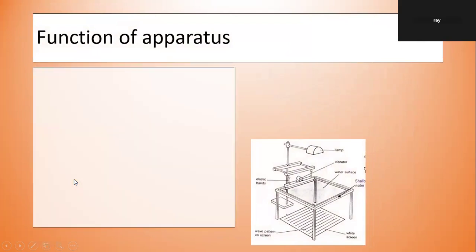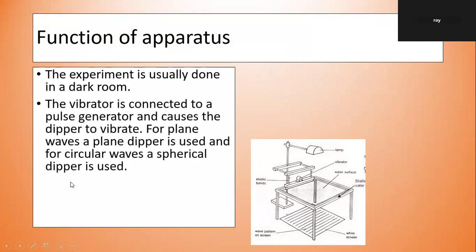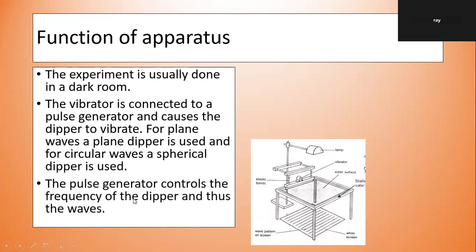Okay, the function of the parts. The experiment has to be carried out in a dark room. There's a vibrator connected to a power generator. The power generator is not shown. The power generator is basically the one that allows you to change the frequency of the vibrator, which causes the dipper to vibrate up and down on the water. For plane waves, a plane dipper is used, and for circular waves, a spherical dipper is used. The power generator controls the frequency of the dipper and thus the waves.